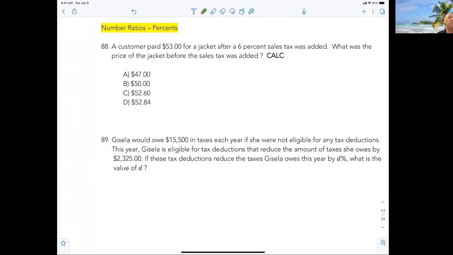A customer paid $53 for a jacket after a 6% sales tax. What was the price before the tax? All right, well, I don't know what the price was, so that was X. Then in order to find the final price, I multiply it by 1.06. And that will tell me the price plus the tax, which was $53. Is everybody agreeing with this? Everybody okay with that? And then, of course, we just do 53 divided by 1.06, and that will be your answer.